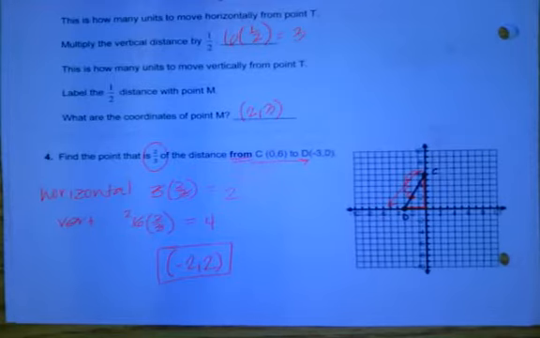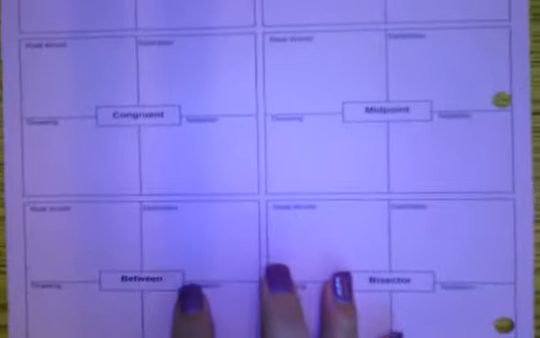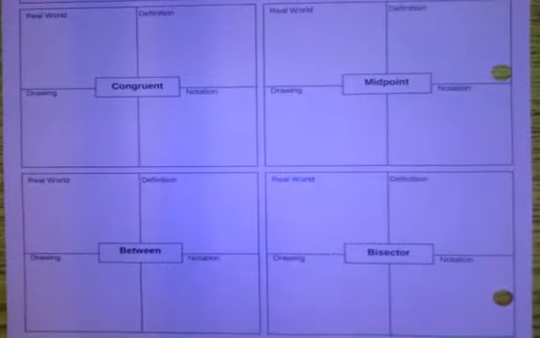Okay, get your vocab sheet out. We're just going to fill in quick 3 words. Don't put those away, we're not done. All we're doing is doing our vocab real quick. Alright, the first word was midpoint. What is a midpoint?